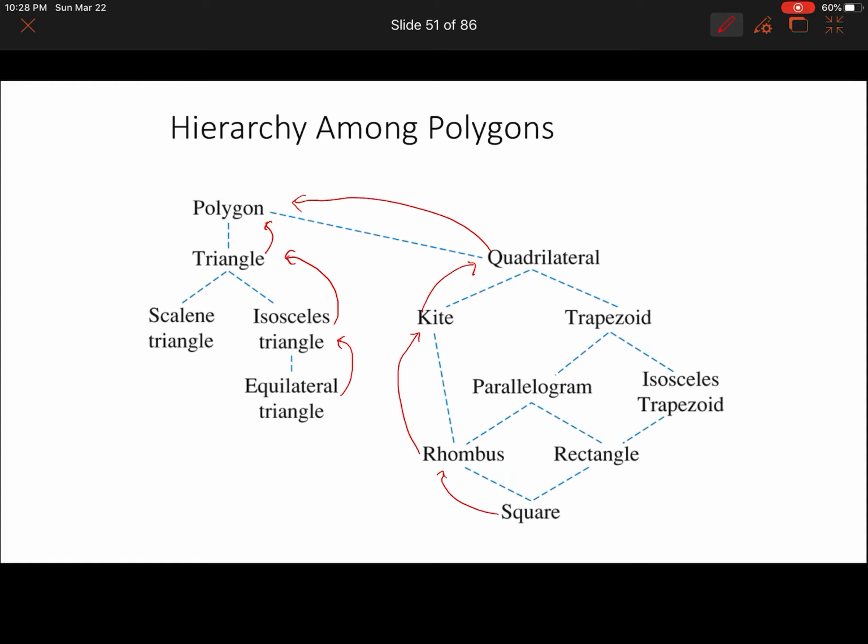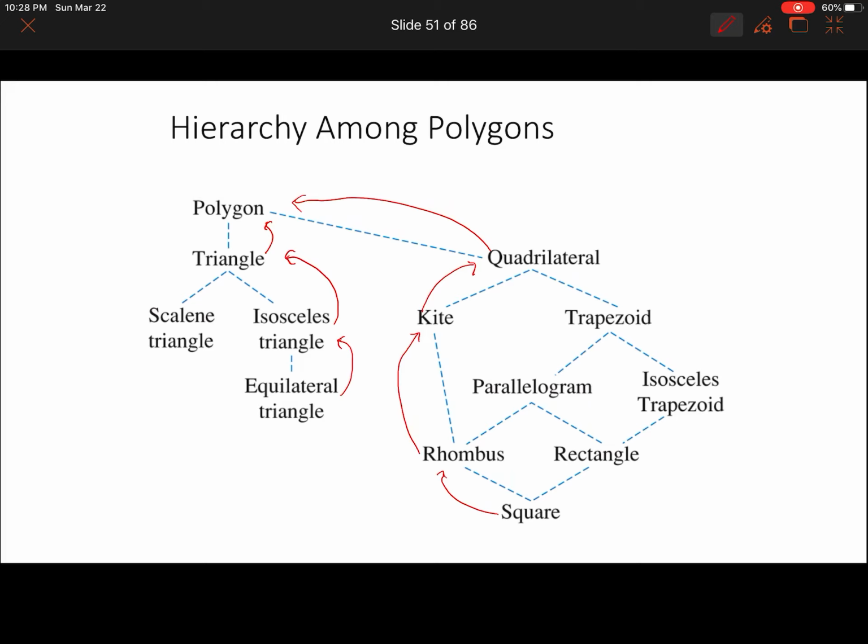But we could have a trapezoid too. And so our trapezoid, again, by definition, has one set of parallel sides. Well, that trapezoid could be a parallelogram. And if it's a parallelogram, it could be a rhombus. Or it could be a rectangle. And if it's a square, then it's all of that.